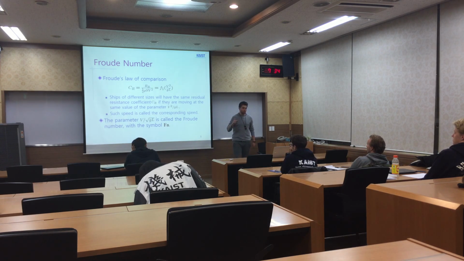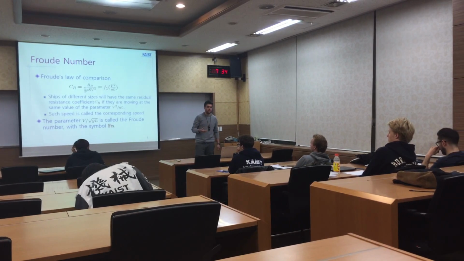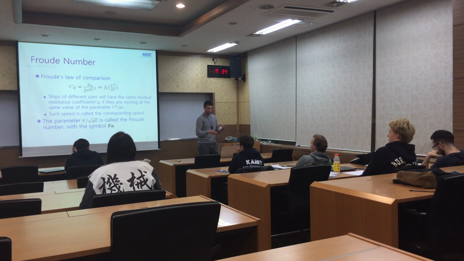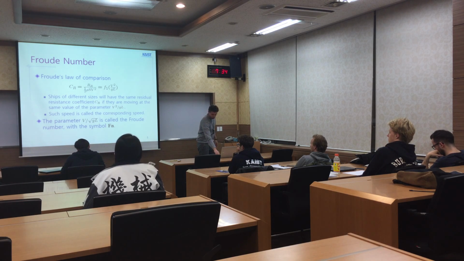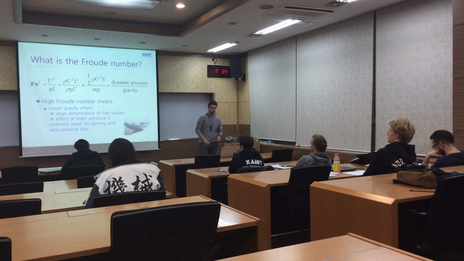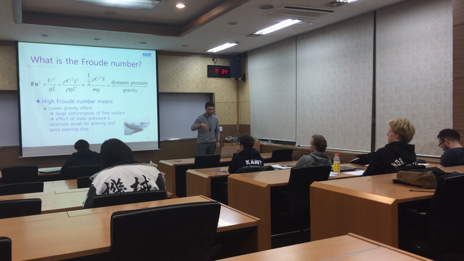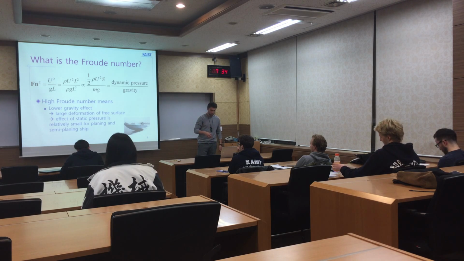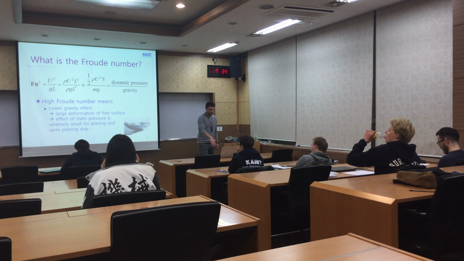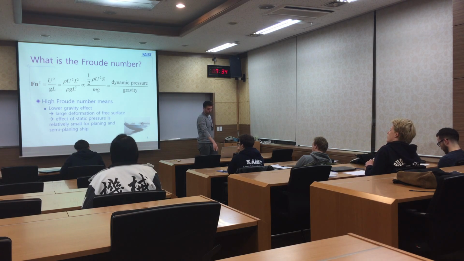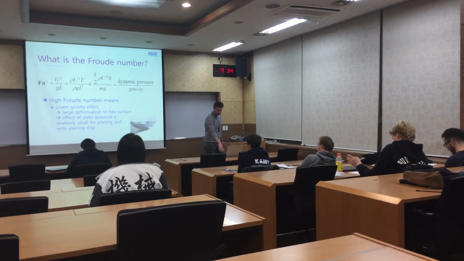And when you are doing a model test and you use the corresponding speed, you have the same wave-making resistance. So it's comparable to the real-size ship. And what is the Froude number? What does it say? When you have a high Froude number, you have a large deformation of the free surface. So you compare it to wave making. Maybe we will talk about that later. And you can affect the static pressure relatively small for planing and semi-planing ships.